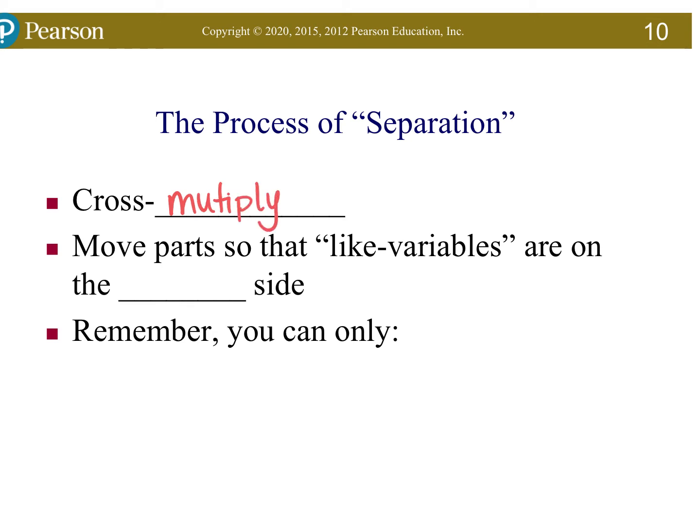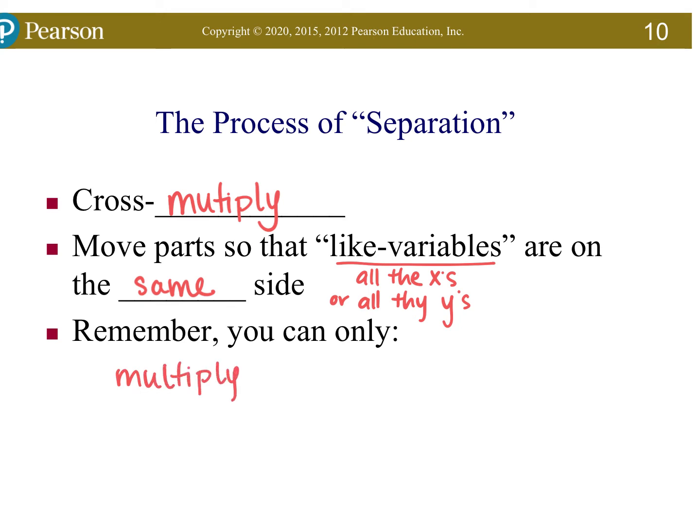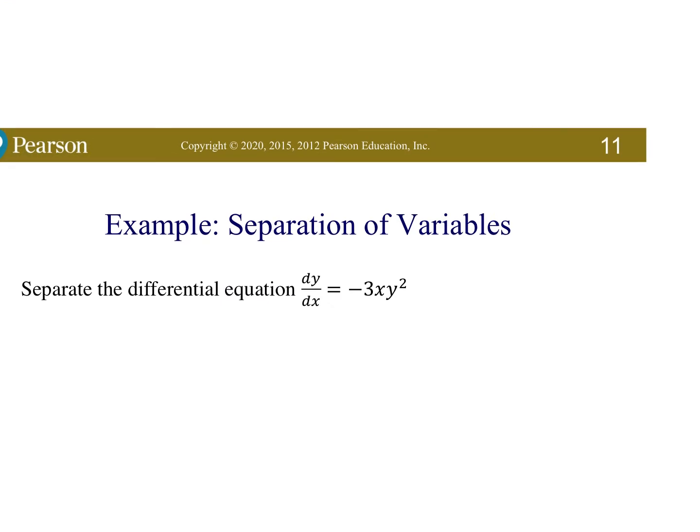Then you move the parts of the problem around so that the like variables, all the x's or all the y's, are on the same side of the problem. And remember, you can only multiply or divide. Those are the only 2 strategies that you can use in this method. So we're going to practice the process of what's called separation.